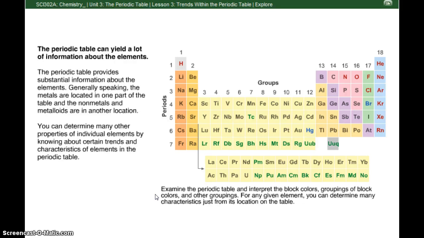Examine the periodic table and interpret the block colors, groupings of block colors, and other groupings. For any given element, you can determine many characteristics just from its location on the table. In other words, if I look at nitrogen, at room temperature, is it solid, liquid, or gas? Because it was written in red, I know that it's a gas. Is it a metal or nonmetal or metalloid? I know that it is a nonmetal.